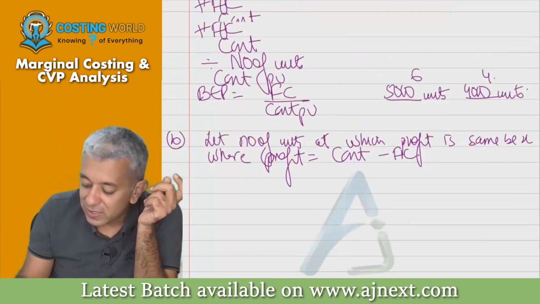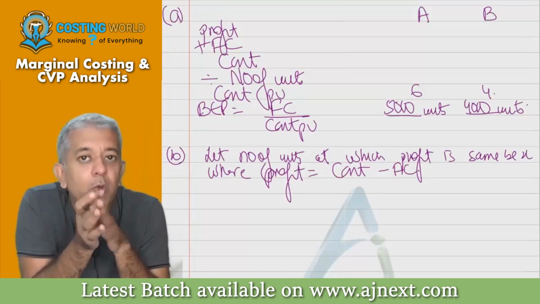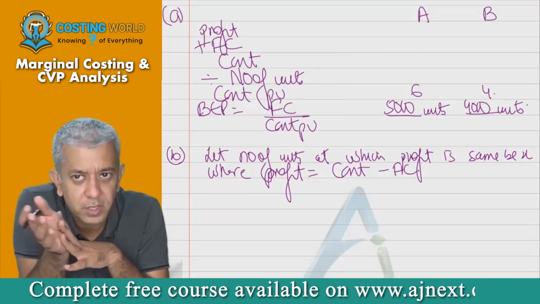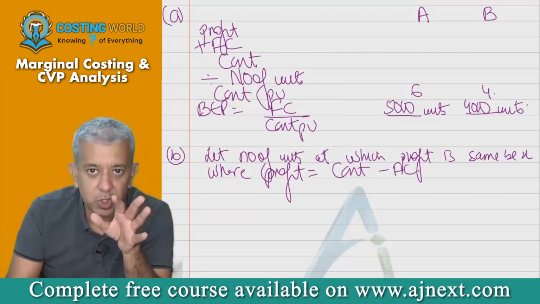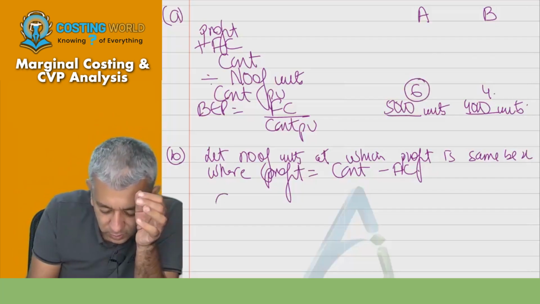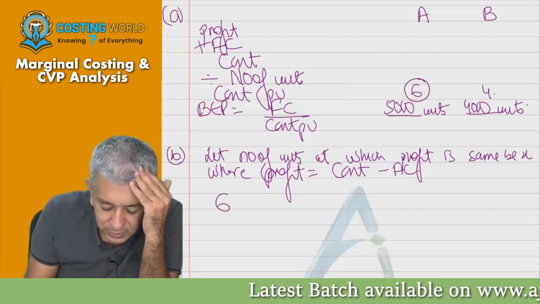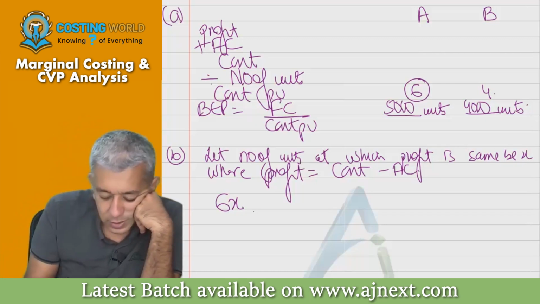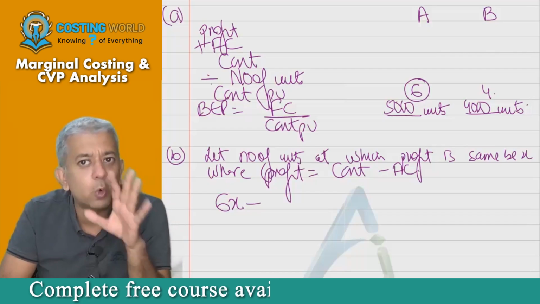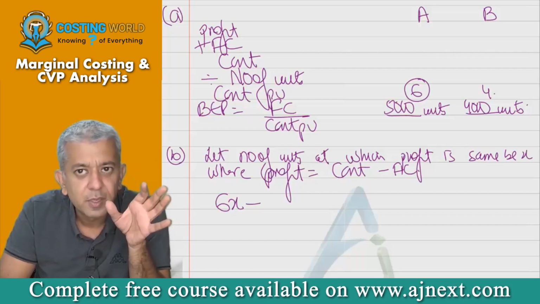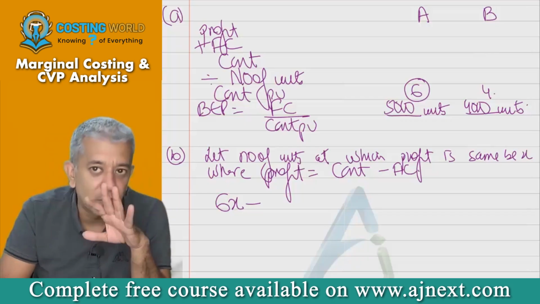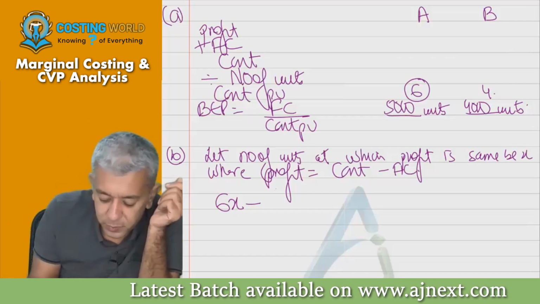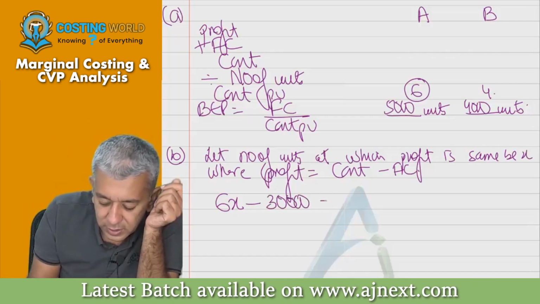Please do remember, A and B are not two types of products. They are two types of machines which will be making the same product. If I produce the product from machine A and I sell, I get 6 rupees per unit, into x units. So 6x will be the total contribution if you produce and sell x units from machine A. But I have to equate their profits, so subtract the fixed cost, that is 30,000.